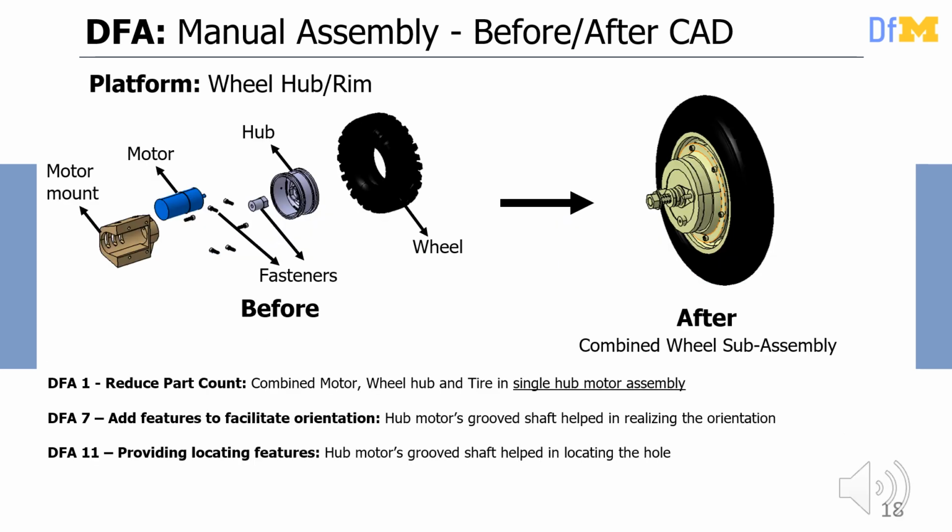Now, in order to optimize the wheel hub subassembly, we employed 3 DFA guidelines, namely DFA1 reduce part count, DFA7 add features to facilitate orientation, and DFA11 provide locating features. The initial figure represents individual components such as the motor mount, motor, fasteners, hub, and wheel. These elements were streamlined into a single part as illustrated in the subsequent figure.